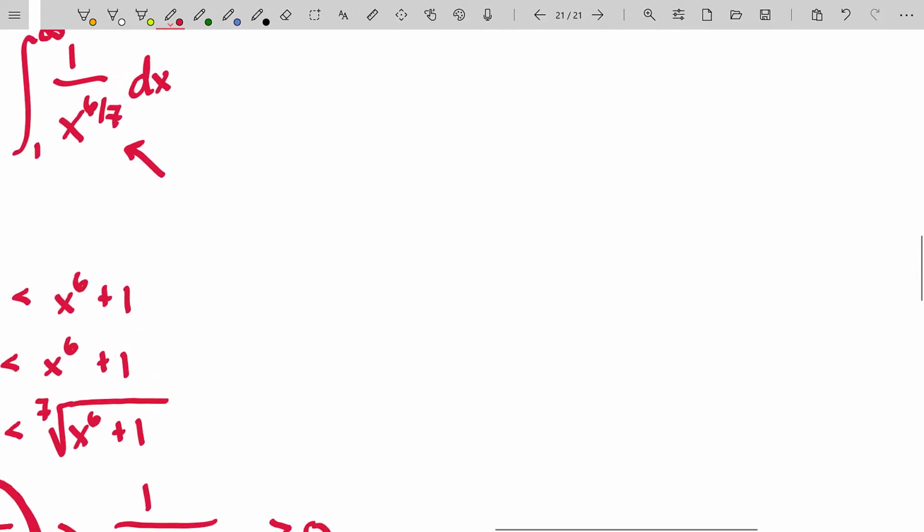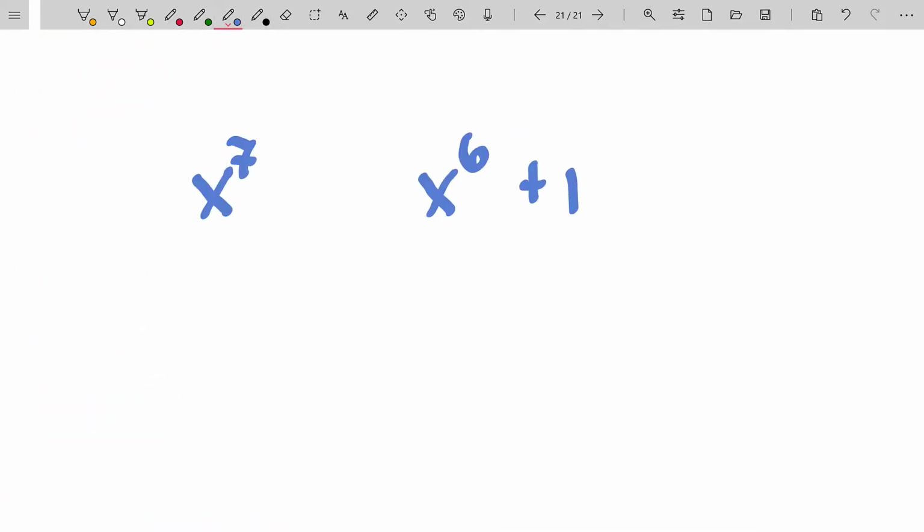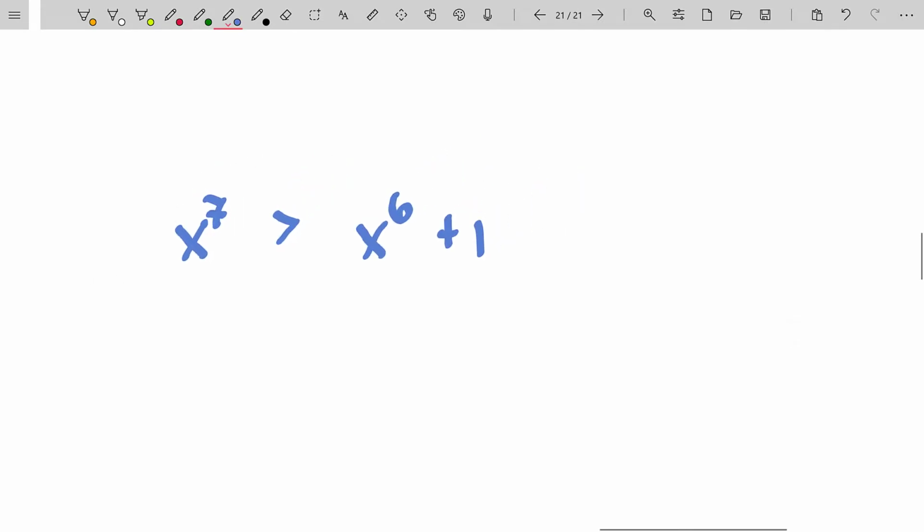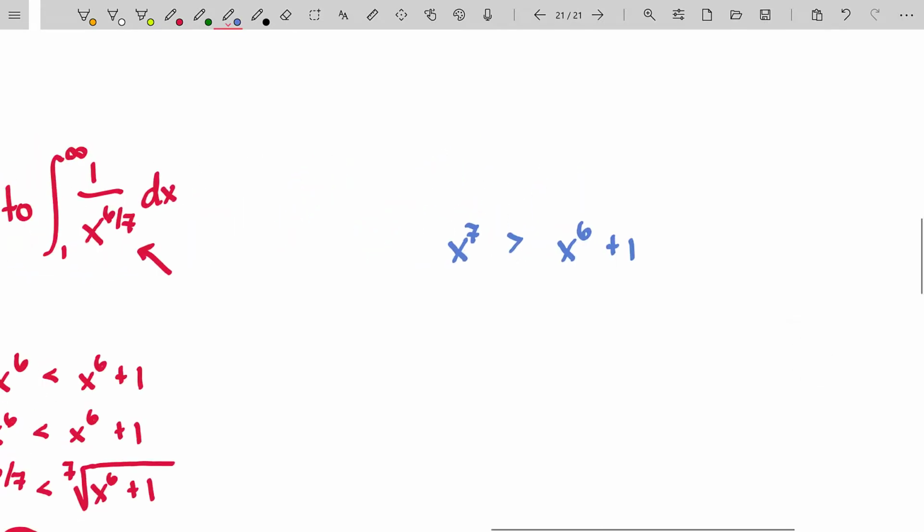And you might think, well, can I compare that to x to the seventh? And here's where, if you really want to abuse yourself, you can use the racetrack principle a bunch of times, but I'm not going to do that here. I'm just going to make a very simple claim. I happen to know that for x greater than a certain value, x to the seventh is definitely greater than x to the sixth plus 1. And it doesn't have to start at 1.